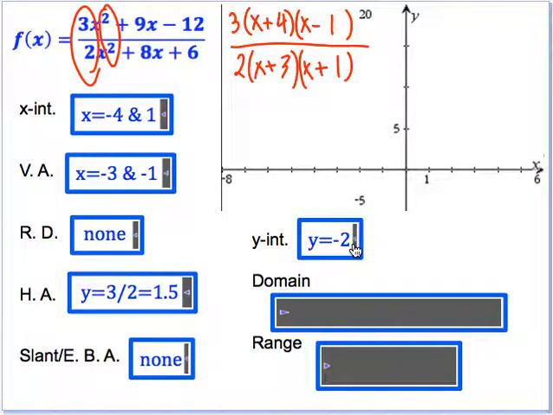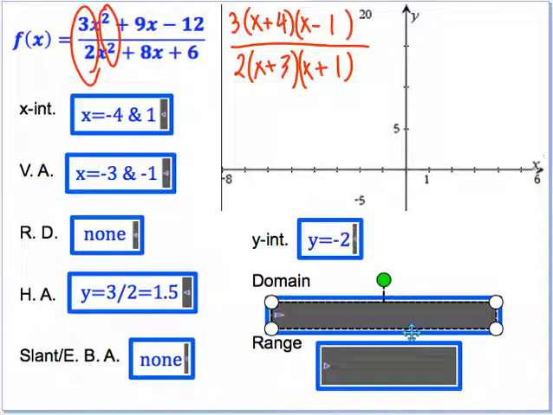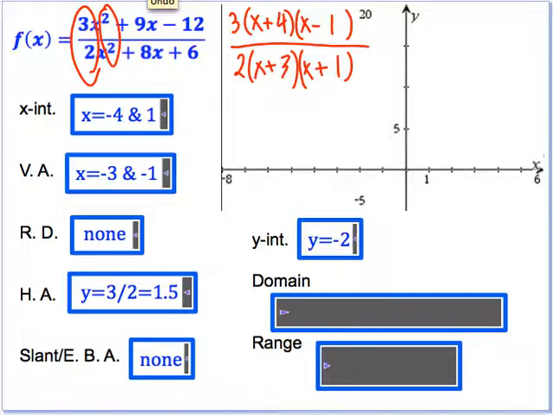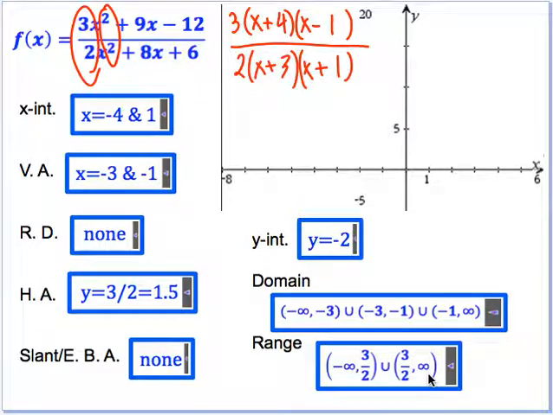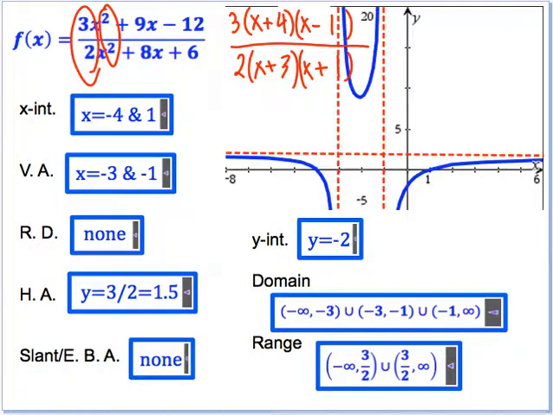Again, I plug in 0 for x to find my y-intercept, and I have negative 12 over 6, so that gives me a y-intercept at negative 2. And then my domain, I take into consideration my vertical asymptotes, and that gives me this domain. And then on the range, it should be from negative, let's see, horizontal asymptote. Oh, yeah, my horizontal asymptote is at 3/2. And so my graph, when I graph this, it should look like this.